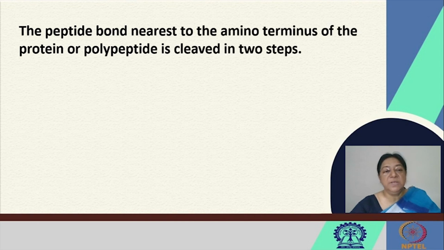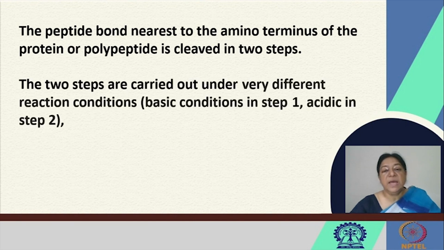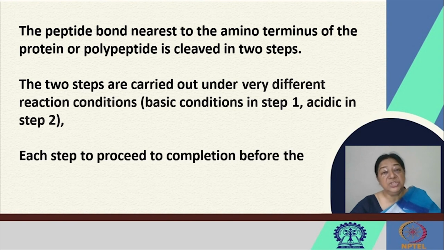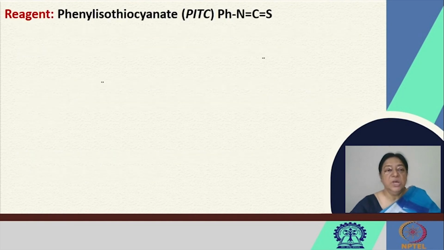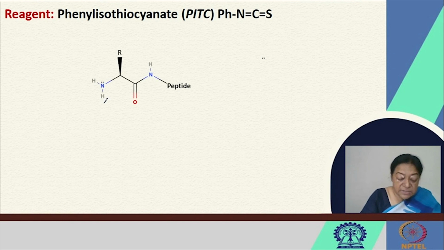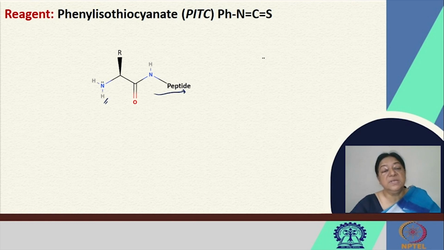In this experiment, the peptide bond nearest to the amino terminus of the protein is cleaved in 2 steps. They are carried out under very different reaction conditions. One is basic and one is acidic, and each step has to proceed to completion before the second step can be initiated. So this is the reagent that is used, PITC, and here is our peptide and here is our N-terminus, and the rest of the peptide is along this direction. We know that the N-terminal residue is the first residue in the protein. The reagent is phenyl isothiocyanate.